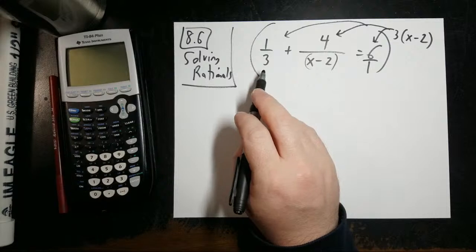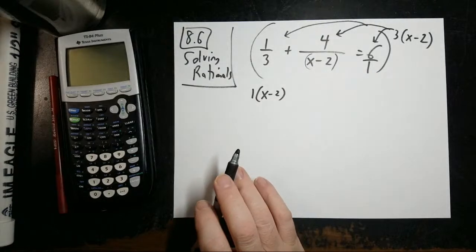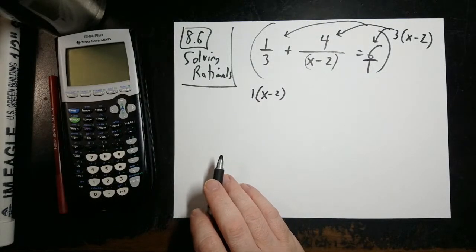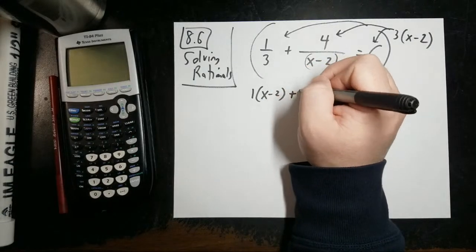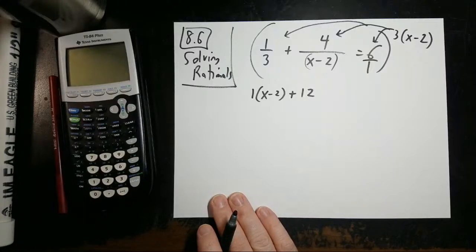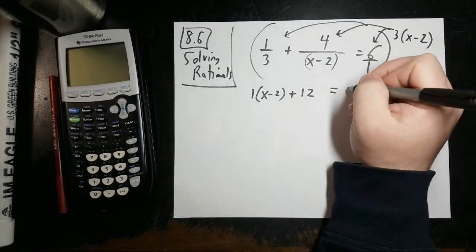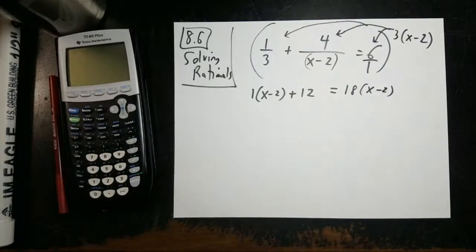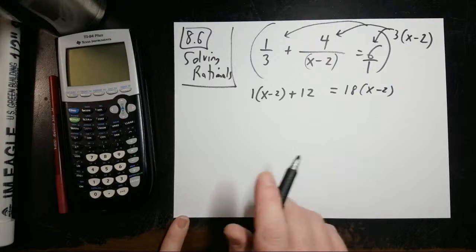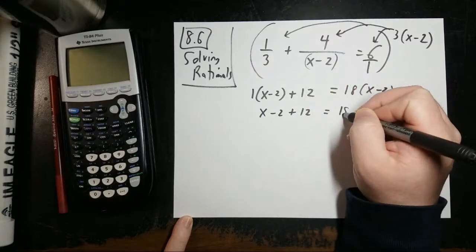Multiplying by the first fraction cancels out the 3, leaving you with a 1 times x minus 2. The 1 doesn't do anything. I'm just writing it for the sake of writing it. And in the second fraction, the x minus 2's will cancel, leaving you with 12. 4 times 3. And in the third fraction, nothing cancels, leaving you with 18 times x minus 2. Now, yes, I'm going to have to distribute that 18. And this 1 doesn't do anything. So I'm just going to write it out like this.